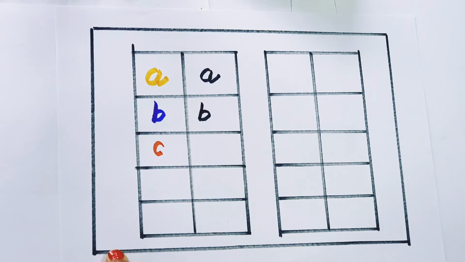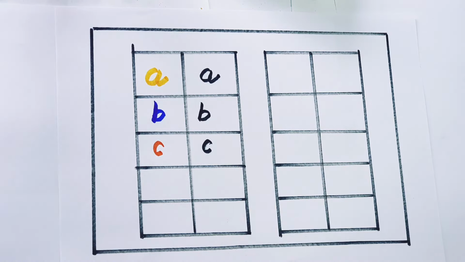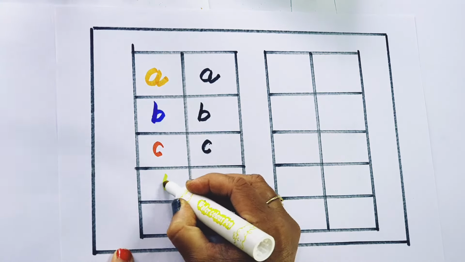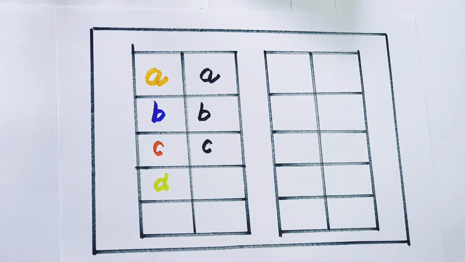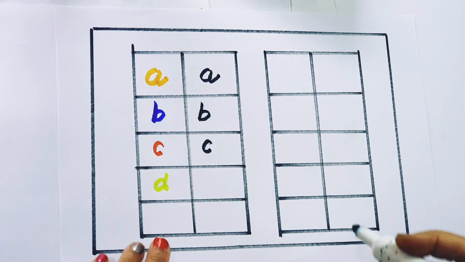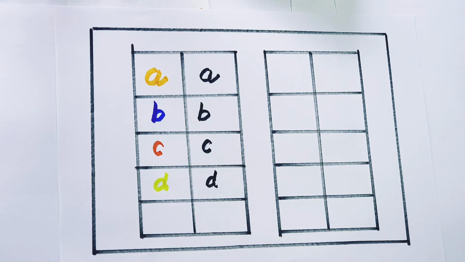C. C for cat. C for candy. D. D for dog. D for doll.